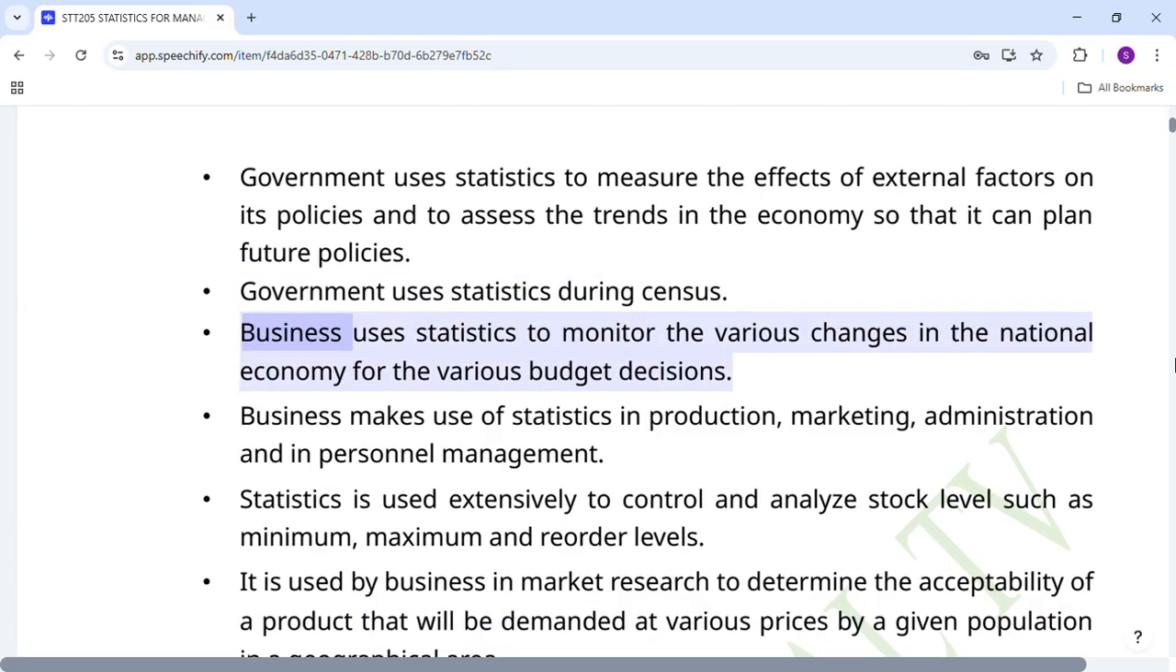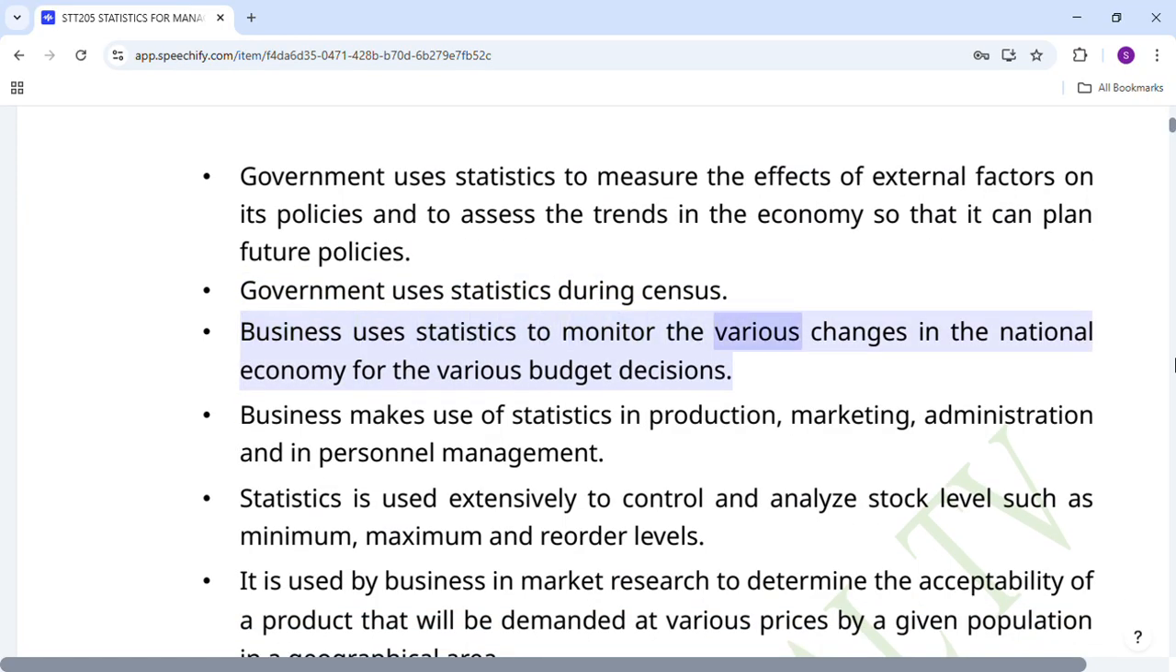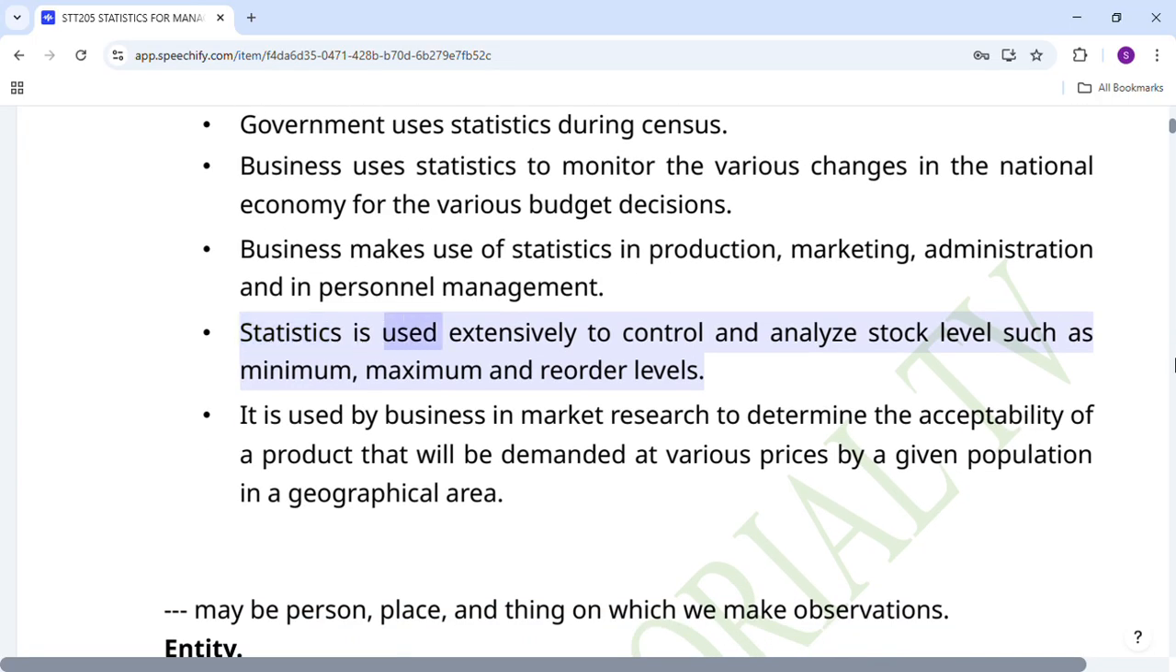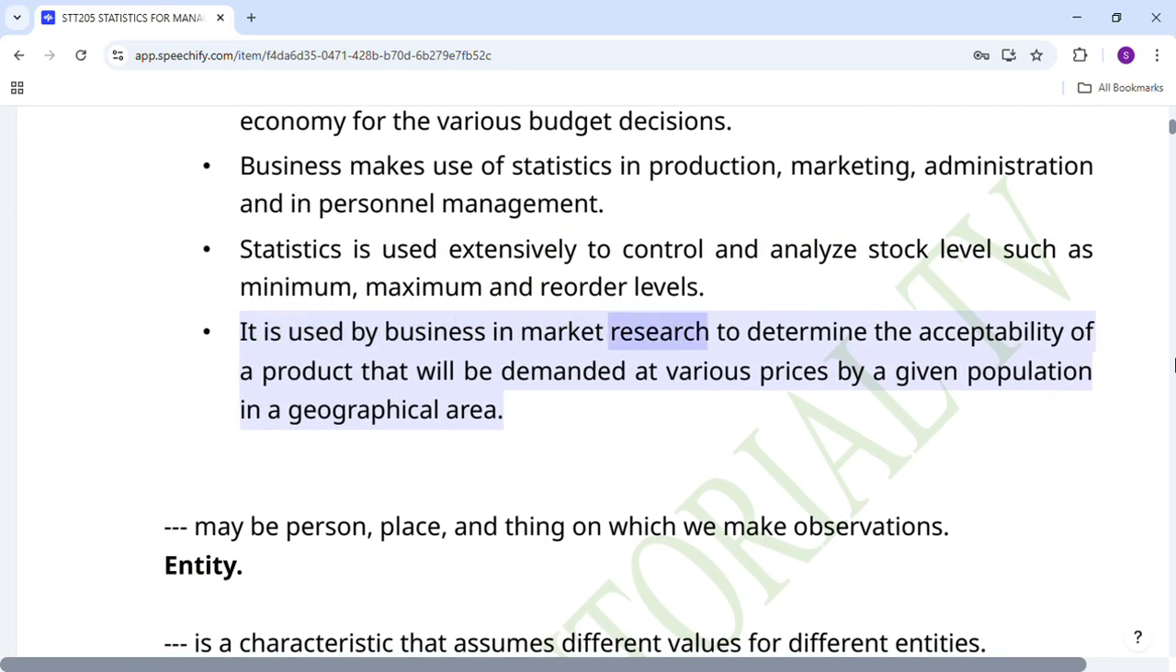Business uses statistics to monitor the various changes in the national economy for the various budget decisions. Business makes use of statistics in production, marketing, administration, and in personnel management. Statistics is used extensively to control and analyze stock levels such as minimum, maximum, and reorder levels. It is used by business in market research to determine the acceptability of a product that will be demanded at various prices by a given population in a geographical area.